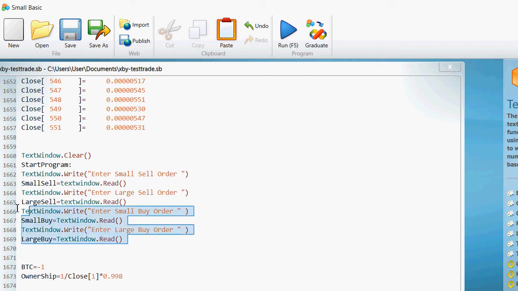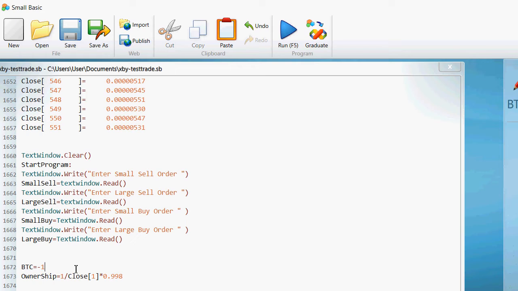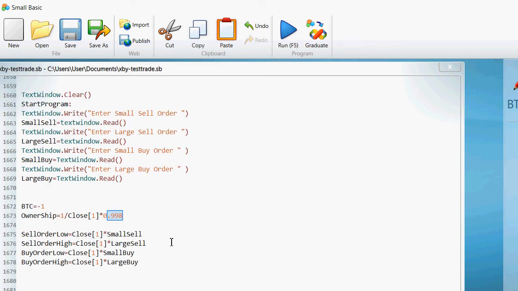And then it reads the number. It starts you off at -1 Bitcoin because you're going to start off buying 1 Bitcoin worth of the coin, and it does it by taking the last close or the first close. So ownership equals 1 divided by close of the first row, multiply this. So I'm using a 0.2% rate within this one. Multiply 0.998. Sometimes I'll have to do the 1.002 in situations as well.